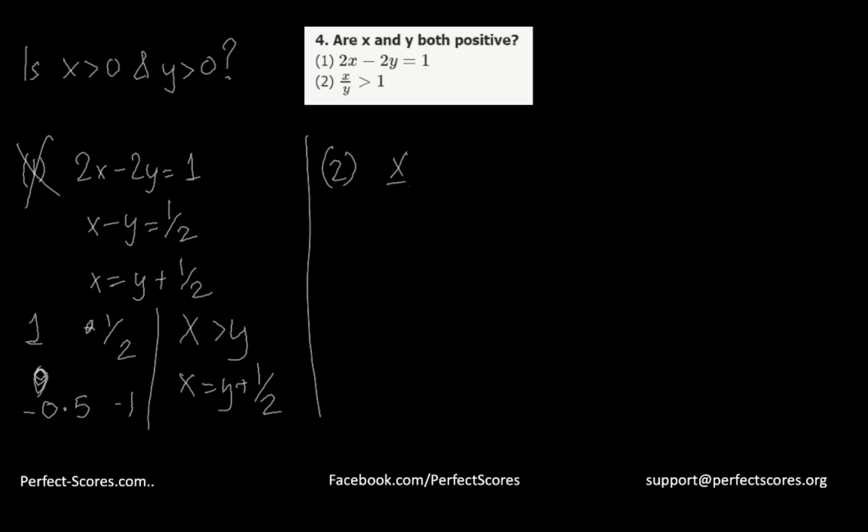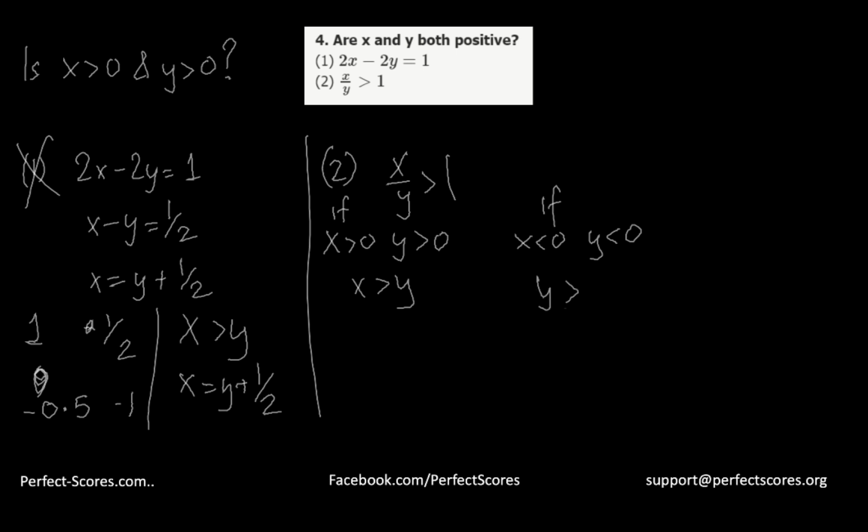It says x over y is greater than 1. Now this is a standard statement. What you can get from here is that if x is positive and y is positive, then x is greater than y. If x is negative and y is negative, y is greater than x. Why is that? Because whenever you see x over y greater than 1, it's either like 3 over 2 greater than 1 or negative 3 over negative 2 greater than 1.